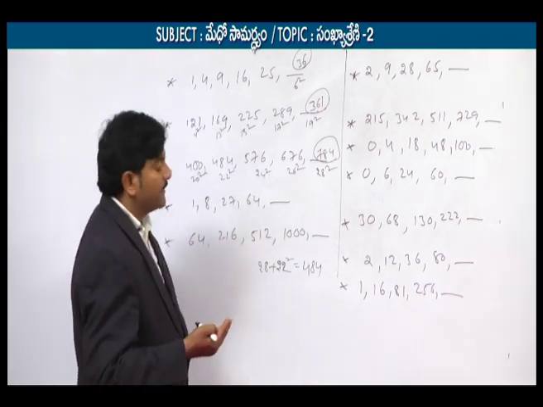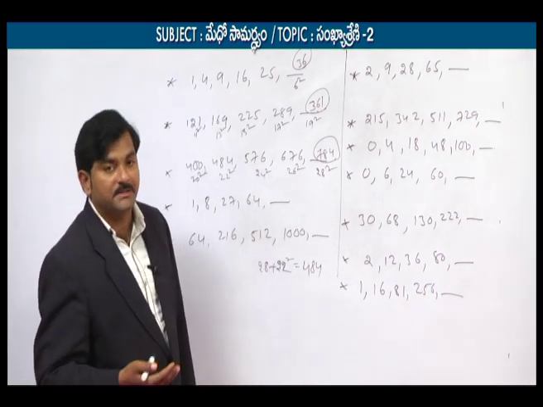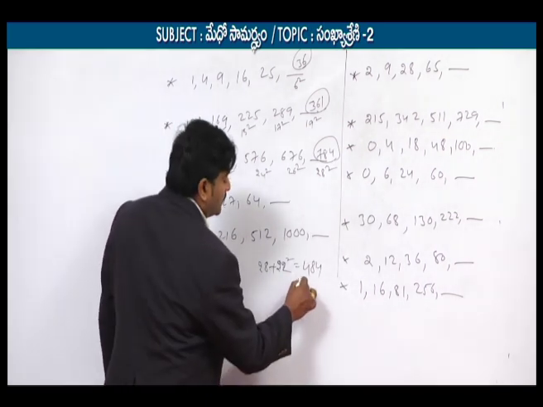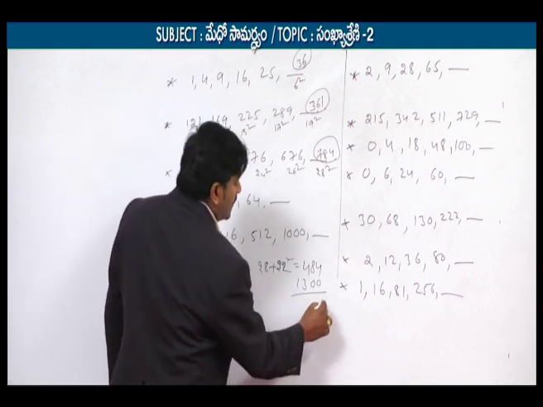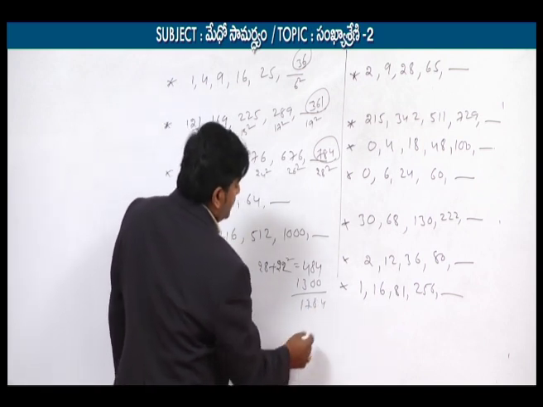How much we need to add to get 25? It is obviously 13. 13 into 100 is 1300. 1300 into 484, how much are we getting? Once again.